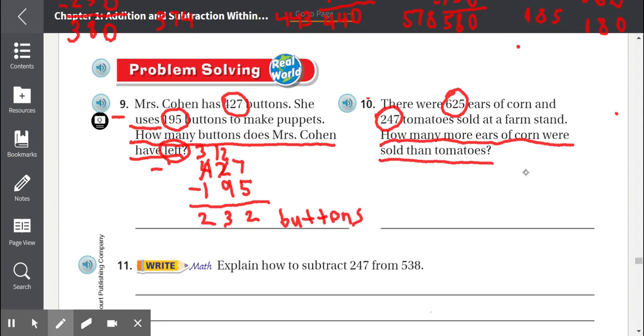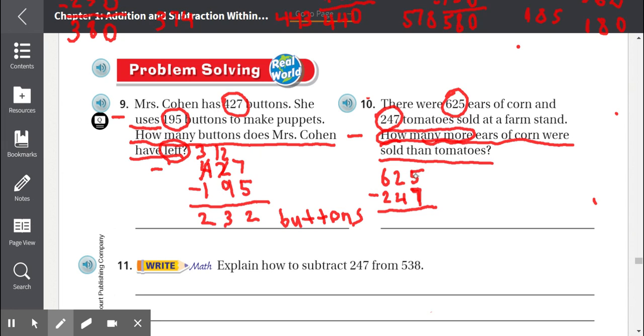Now, the phrase how many more, whenever we see this phrase, we know it means to subtract. So we're going to be subtracting. So we have to find out how many more ears of corn were sold than tomatoes. So there were 625 ears of corn and 247 tomatoes. So let's do the math and find out how many more were sold. So we always put the bigger number at the top. So 625 minus 247, 5 minus 7, we can't do that.